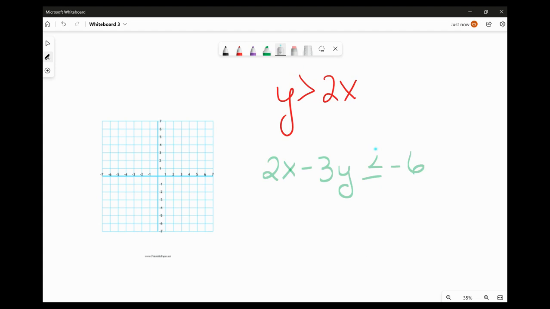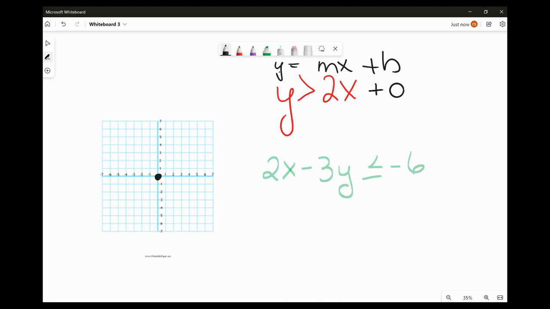So I'm going to start with the red one, y is greater than 2x. If I were graphing this, you'll notice that it is in y equals mx plus b form. And since there's no b written there, that's because the b is 0. So the y-intercept is 0. So I'm going to plot that point at 0.